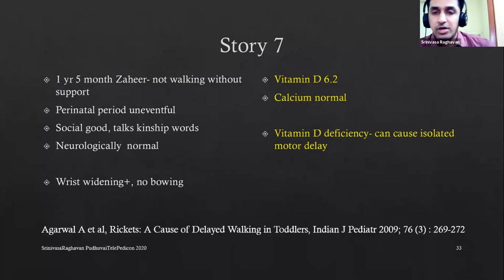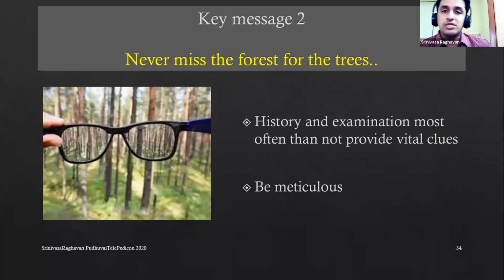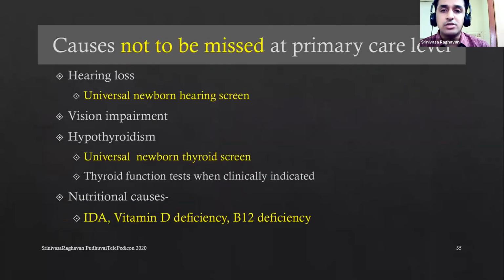Another important aspect which we should remember is vitamin D deficiency in young infants can cause isolated motor delay, and there are publications on this as well. So the key message too is never miss the forest for the trees. Meticulous history taking and careful examination often provide vital clues. So we have to be meticulous. Causes that should not be missed at primary care level are hearing loss, vision impairment, hypothyroidism, and nutritional causes.